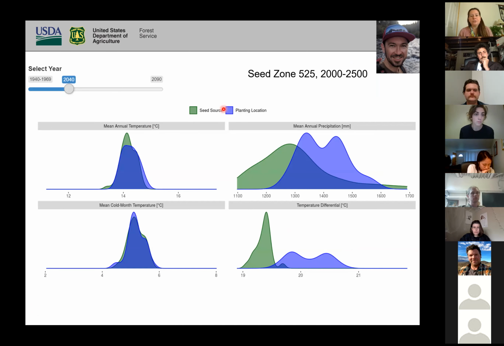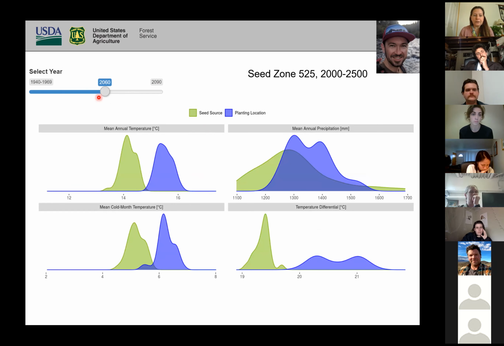So here's for our seed zone 525 at 2,500 feet, the planting location. The seed sources are not going to change because they're using the climate data for when the seeds were collected, earlier in the tree's life. Now the planting location, that's going to change as we look over time. So this is 2040, and this is considered a pretty good match. So here are 4 climate variables: mean annual temperature, mean annual precipitation, temperature differential, and mean cold month temperature.